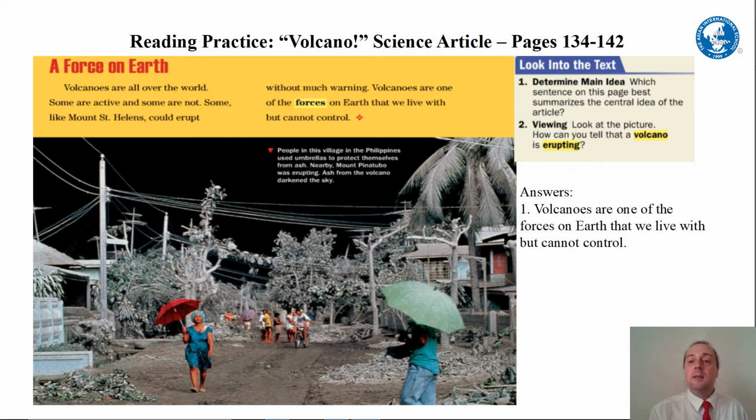Okay, next, look at the picture. How can we tell that a volcano is erupting? We see right here in the text it says, ash from the volcano darkened the sky. The picture is in the middle of the day, but the sky is dark because of the volcano eruption. You can see people carrying umbrellas to protect themselves from the ash falling from the sky. So this is how we know from the picture that a volcano is erupting.